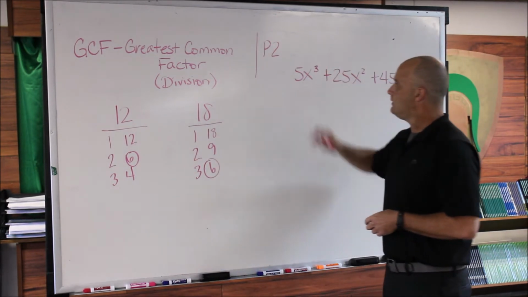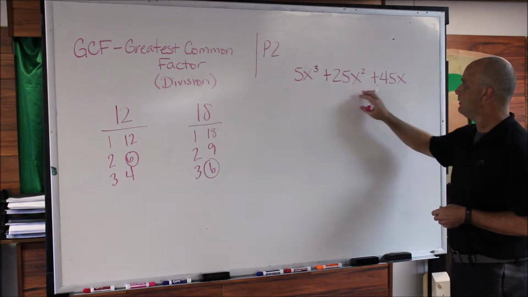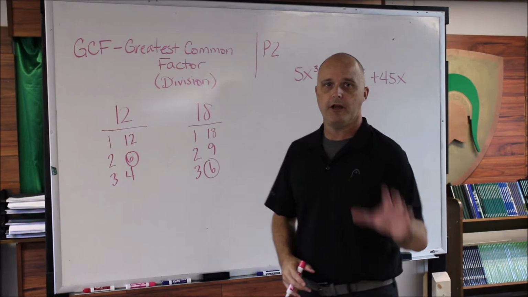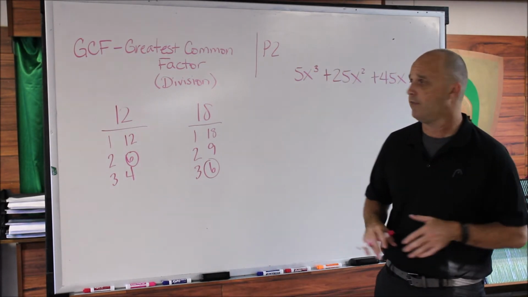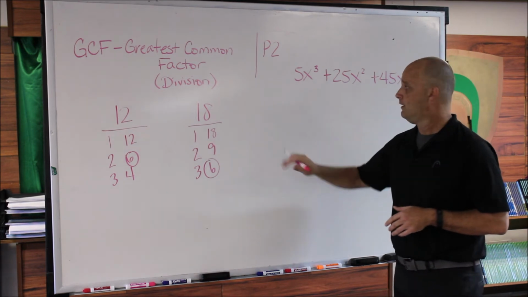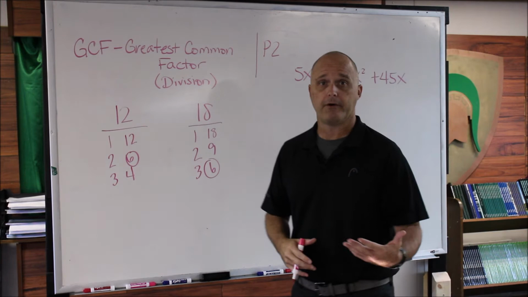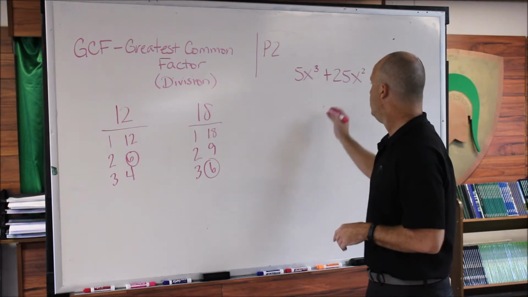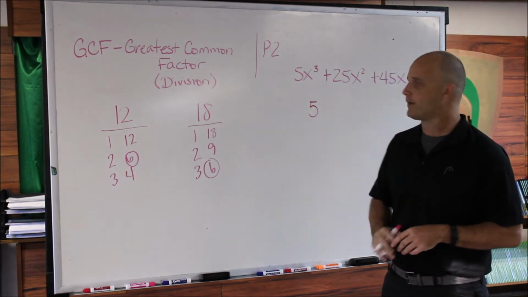If I'm doing that same idea over here with this problem, 5x cubed plus 25x squared plus 45x, I have to apply it to both the number and the variable. So here's what I'm going to do. I'm going to start with the coefficients. I've got a 5, a 25, and a 45. What number goes into 5, 25, and 45? That's 5. So 5 is going to be part of the greatest common factor.